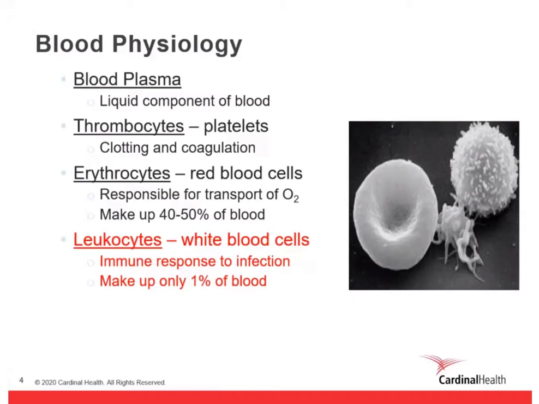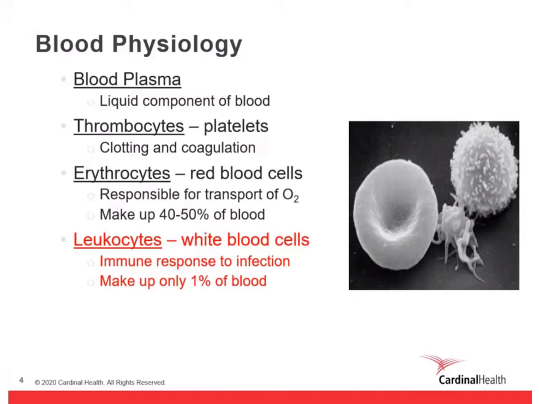So let's start with the plasma. Plasma is the liquid portion of the blood. This liquid serves as the nutritional media and also contains all of the various blood cells and platelets, as well as sugars, fats, proteins, and of course, lots of water. Our next big component is the thrombocytes. These are the platelets that we think about. These are tiny particles within the blood that aid in clotting and coagulation.